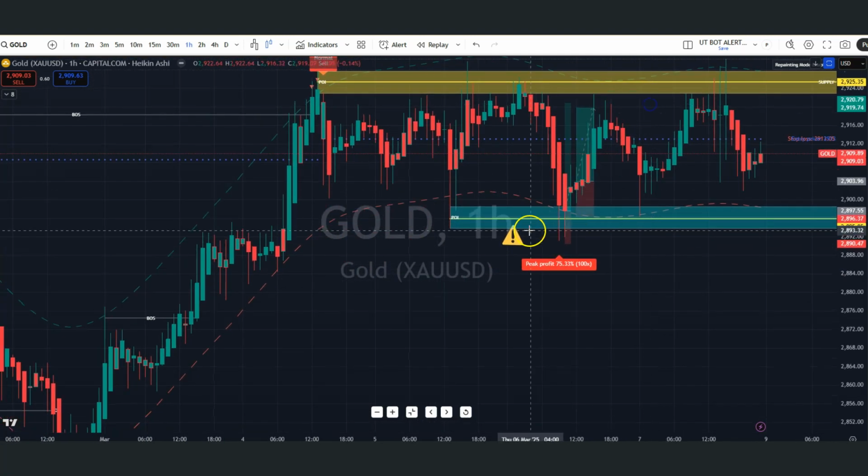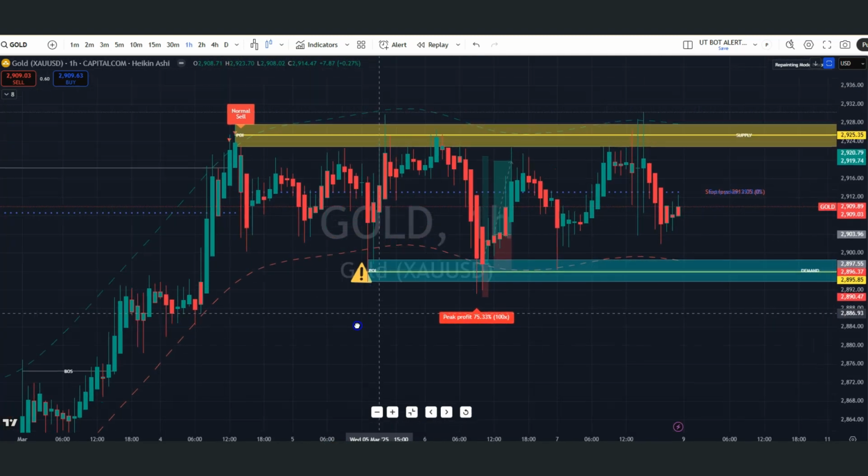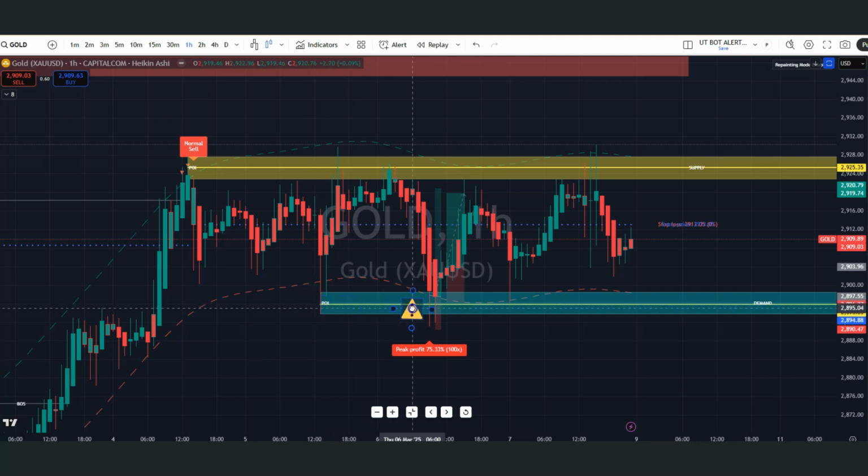And whenever the price is outside the channel, it doesn't like it. There is going to be at least a correction. So look out for that.